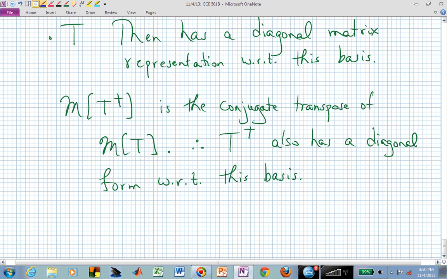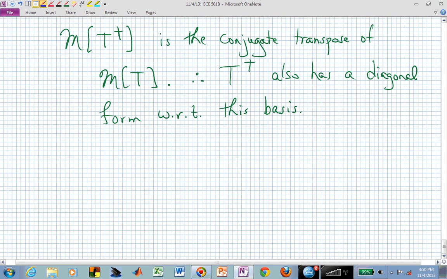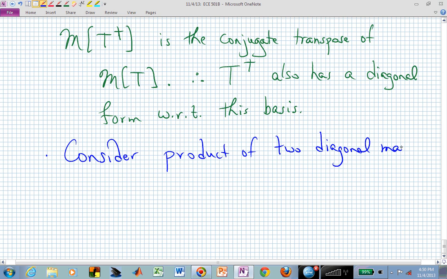What were we trying to do? We were trying to show that this particular map is normal. So for something to be normal, we need T times its adjoint to equal its adjoint times T. So now that we have these diagonal maps, let's just consider the product of diagonal maps, and I hope you can see what we've got. Consider the product of two diagonal matrices.